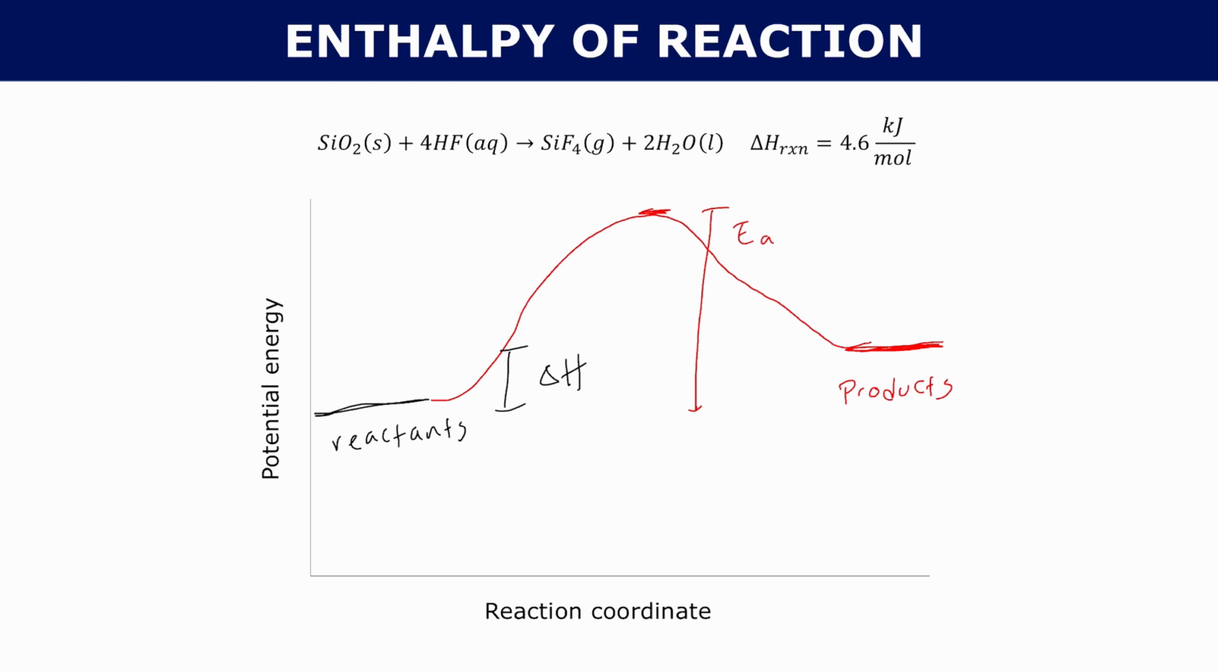But in this case, in our endothermic reaction, since our delta H is positive, our products have more energy than our reactants. And that's how the potential energy changes over time as you have an endothermic or an exothermic reaction.